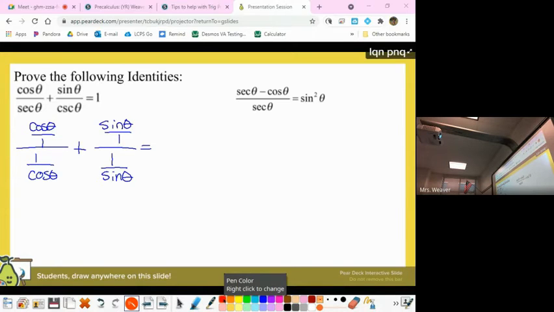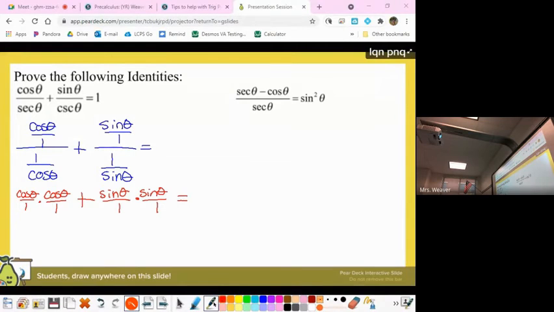Okay, so in this first step, when I multiply by the reciprocal, I have cosine theta over 1 times cosine theta over 1, because when I multiply by this reciprocal, that's what I get. Plus, in the second term, we have sine theta over 1, and when I multiply it by its reciprocal in the denominator, that's going to give me sine theta over 1. Okay, so all we did was separately multiply each fraction by the reciprocal of its denominator. Everybody okay with that so far?